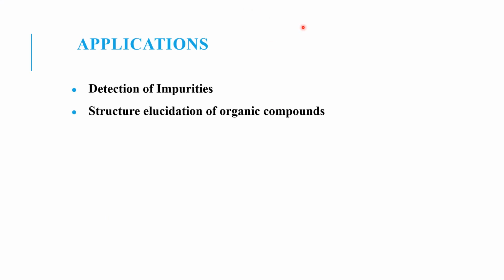Now let's also discuss some of the applications of UV visible spectroscopy. The first one is the detection of impurities. UV visible spectroscopy is one of the most important methods for the determination of impurities in organic molecules, because additional peaks can be observed due to impurities in the sample, and it can be compared with that of the standard raw material. Another important application is the structural elucidation of organic compounds. UV visible spectroscopy can be used for structural elucidation of organic molecules, such as in detecting the presence or absence of unsaturation and the presence of heteroatoms. So these are some of the applications of UV visible spectroscopy.